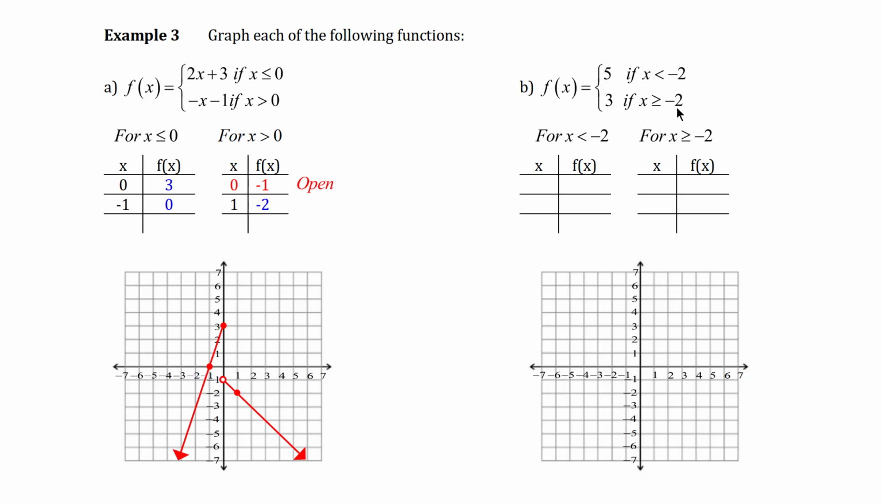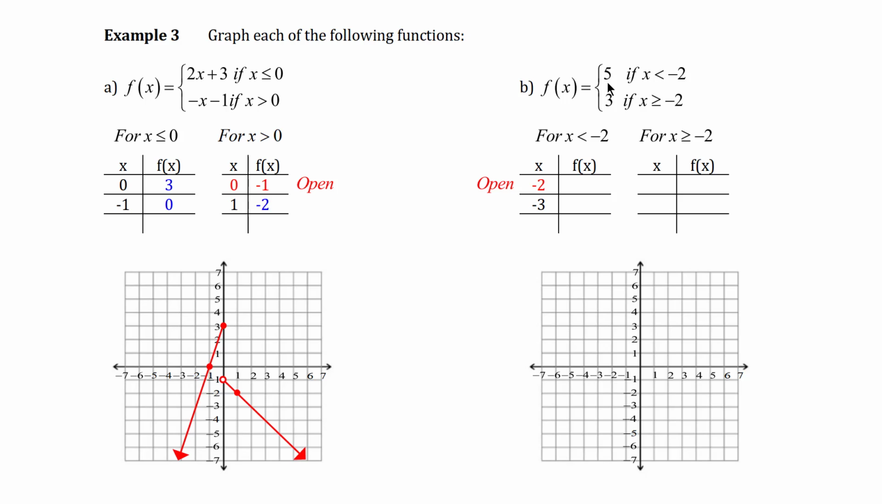So for the top equation, we have f of x equals 5 for x values less than -2. So the x values we're going to use on our table will be -2 and anything less than -2. So I'm going to use -3. Remember, at -2, this is not included in our graph, so we're going to graph an open circle at that point. Next, we're going to take x equals -2 and plug it into the top equation.